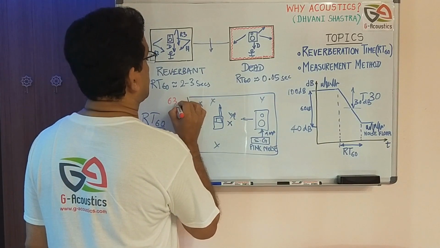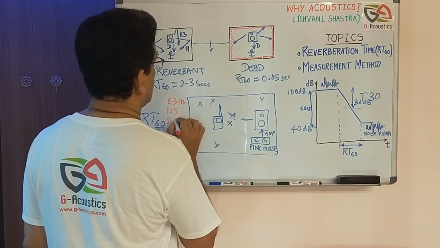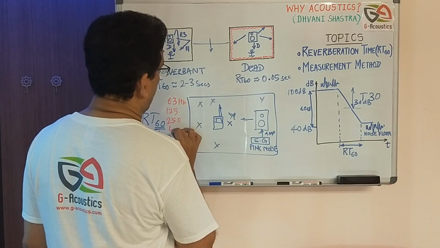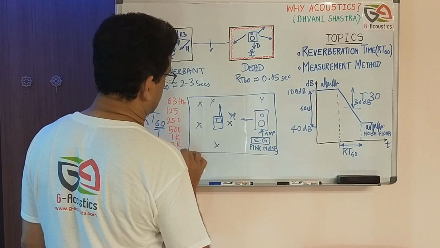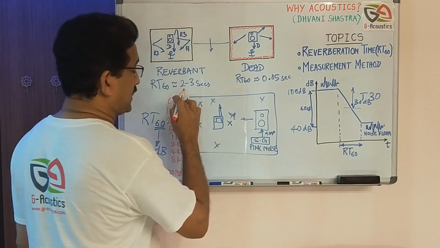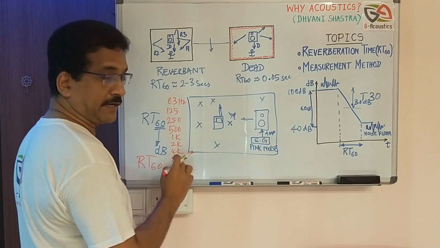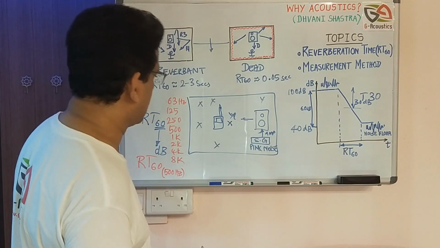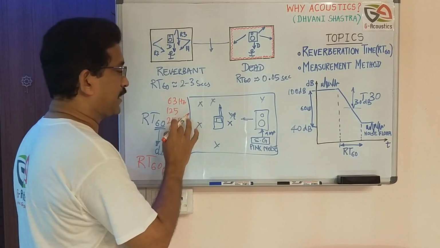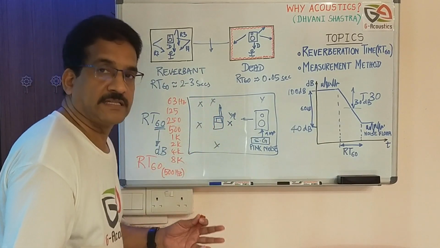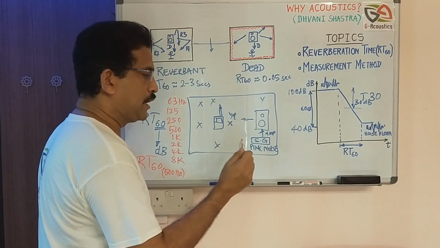One is 63 hertz, then 125 hertz, 250 hertz, 500 hertz, 1 kilohertz, 2 kilohertz, 4 kilohertz, 8 kilohertz. These are the set of frequencies, and each octave is a doubling of frequency, which we saw in the previous lectures. RT60 is measured at these sets of frequencies by the equipment itself. We don't measure separately at 63 hertz, 125 hertz.